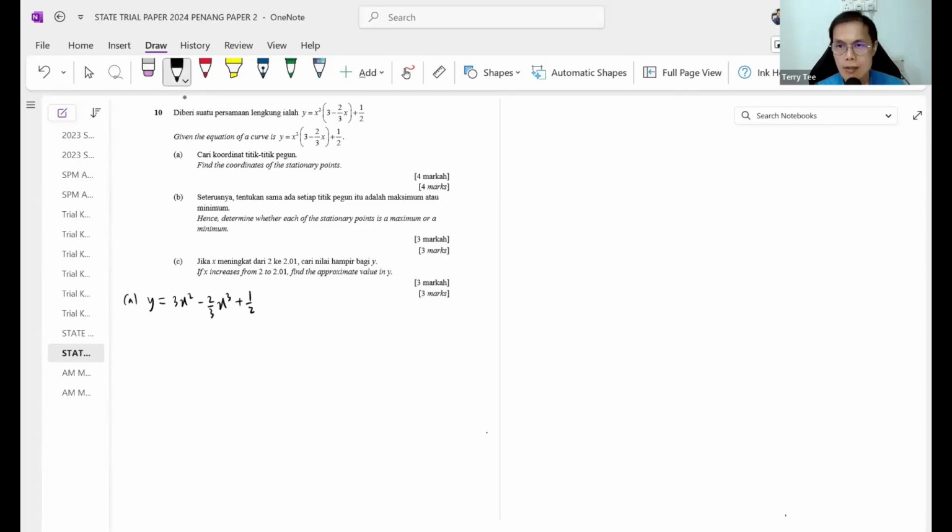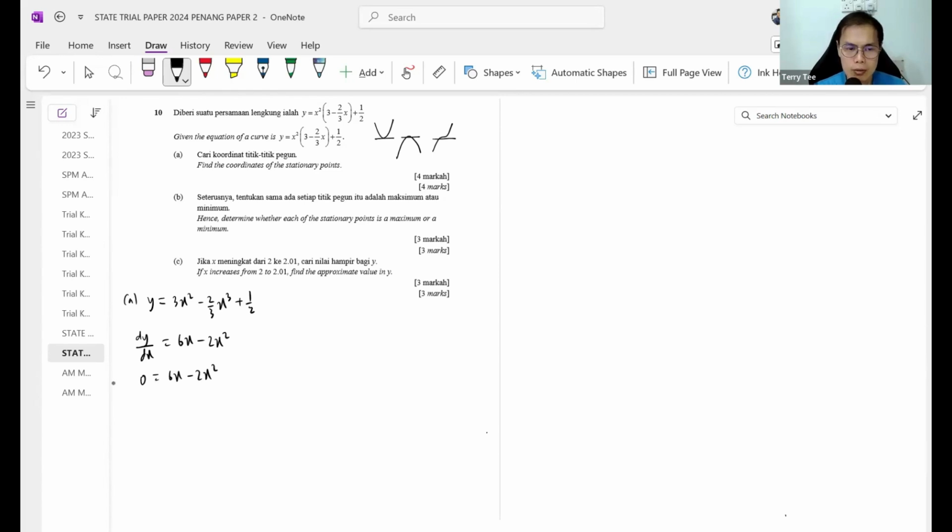So we're supposed to find the coordinates of the stationary point. Now remember, a stationary point happens when the gradient dy/dx is 0. So let's differentiate this. You get 6x. Bring the 3 down, 3 and 2 over 3 cancel, left with minus 2x squared. Differentiate half, you get 0. At the stationary point, doesn't matter whether it's minimum, maximum, or inflection, the gradient must be 0. So we let dy/dx be 0 and solve for x.